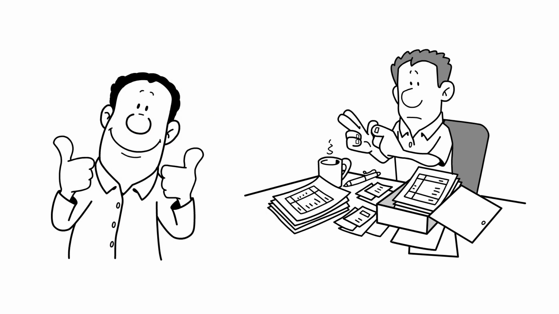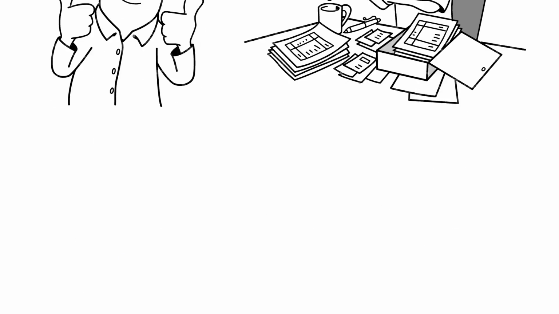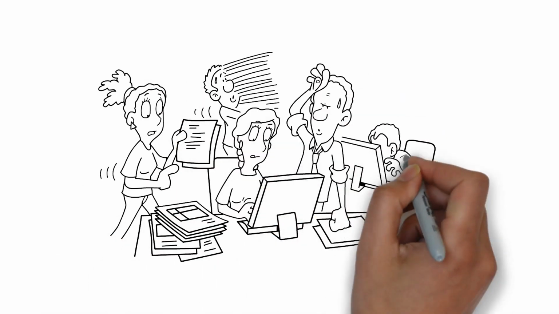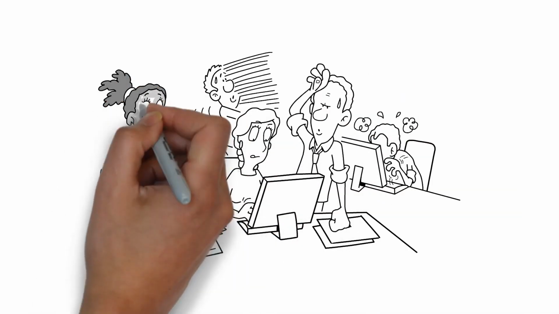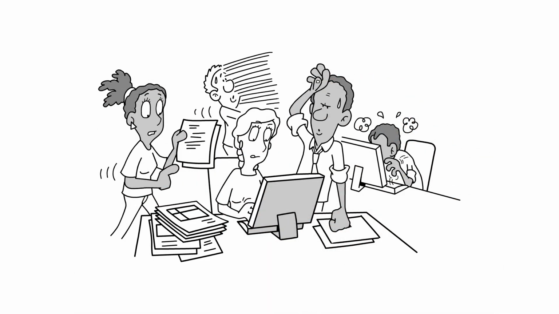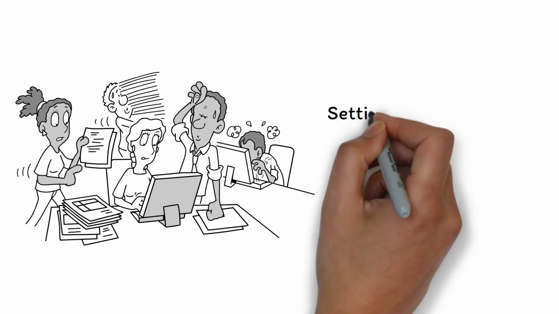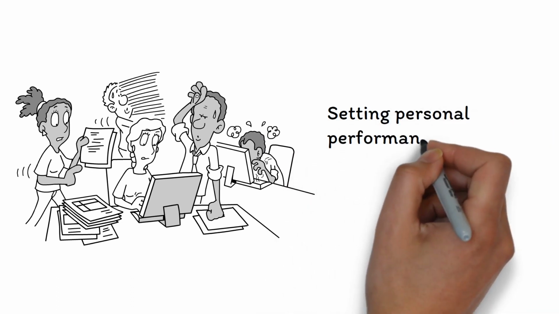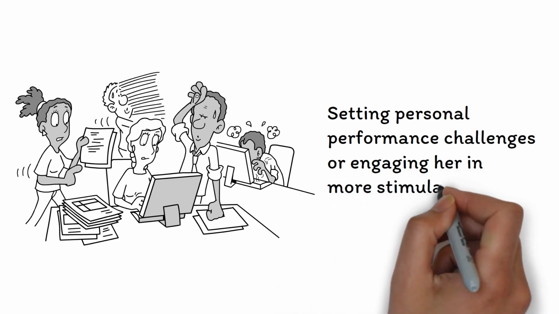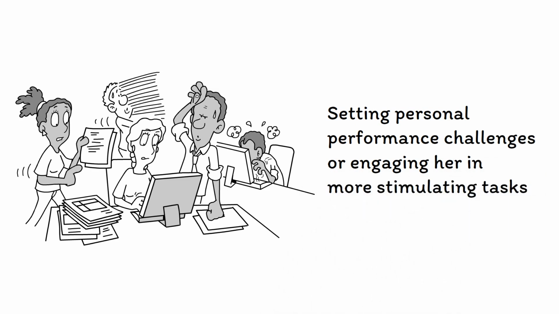Finally, let's look at Karina, who spends her days sorting and filing medical records, a task that has become monotonous, leading to boredom. According to path goal theory, Karina is likely to be best motivated by a leadership style that introduces higher goals or achievement-oriented behaviors. This could involve setting personal performance challenges or engaging her in more stimulating tasks that can break the monotony and reignite her motivation.